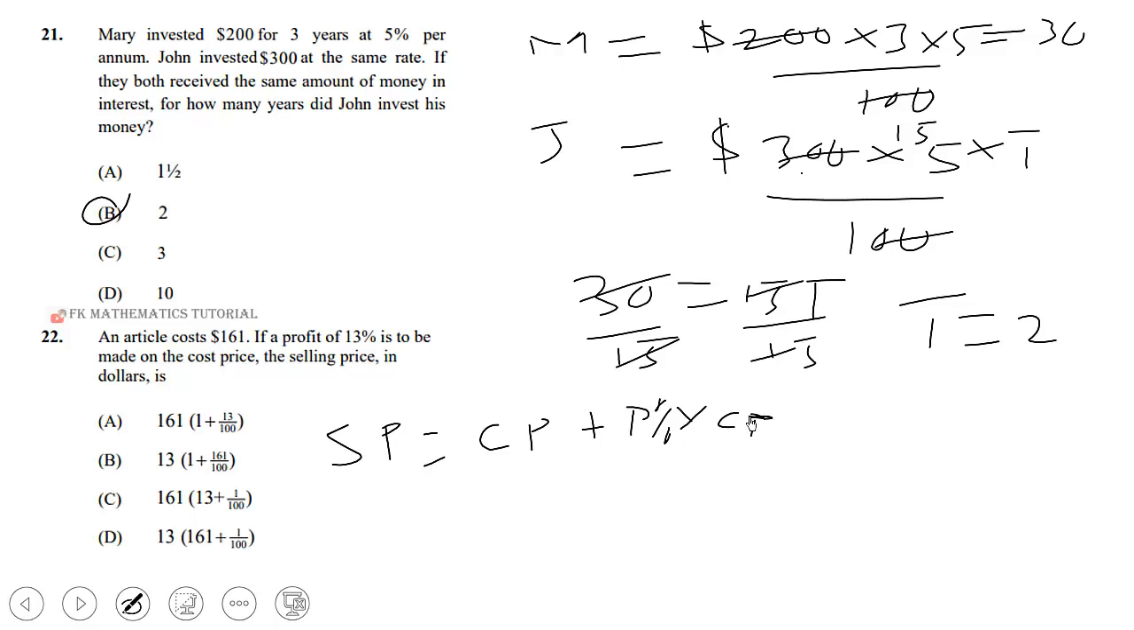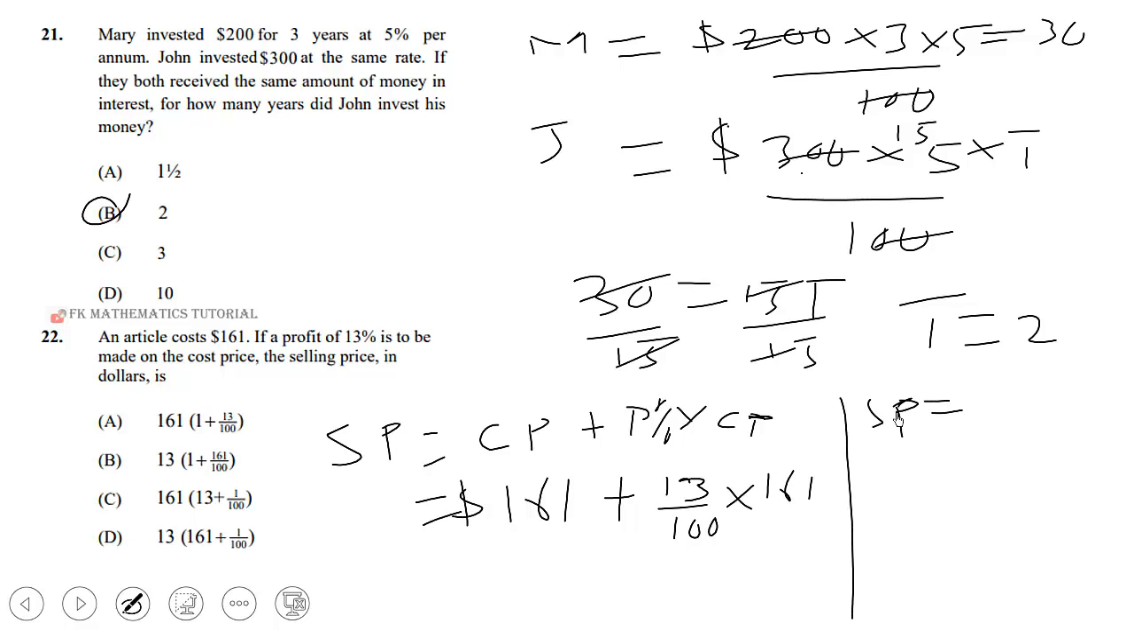So the cost price here is $161. Then we add it to 13% of the cost price, which is $161. So when we factor it out, we have the selling price to be equal to $161 times 1 plus 13 over 100. So the correct answer is A.